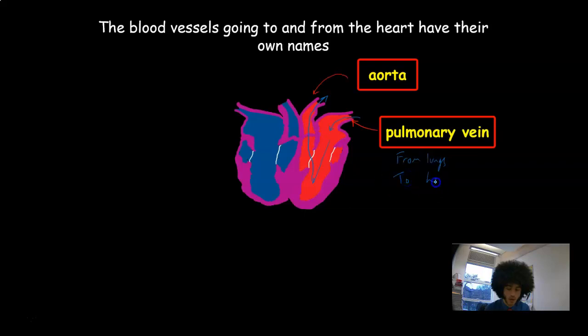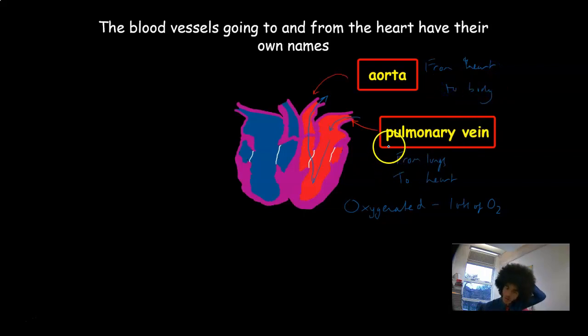to the heart. Now this blood is rich with oxygen. It's got lots of oxygen, so we say it's oxygenated. And because it's oxygenated, it means it can supply that oxygen to other cells in the body, which it needs for respiration. So oxygenated, lots of oxygen, and then the aorta takes the blood from the heart to all the cells in the body.